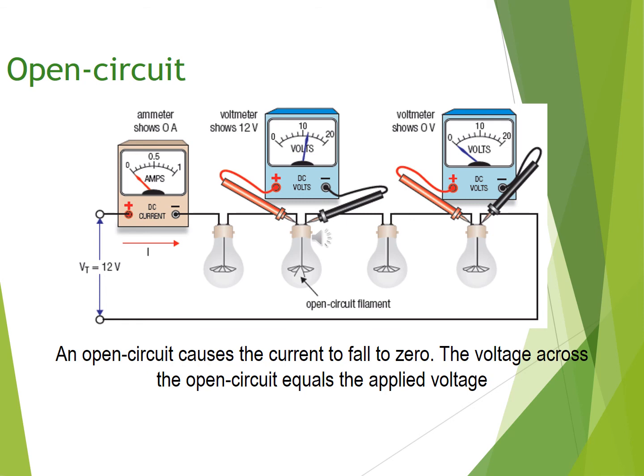And obviously in this case, if the current falls to zero, all 4 lamps will go out. And obviously then the 12 volt supply, the VT, the voltage supplied to this circuit is 12 volts. You would have a voltage reading, as shown by the voltmeter across the open circuited filament, of 12 volts.